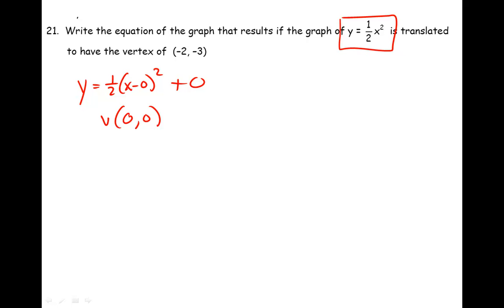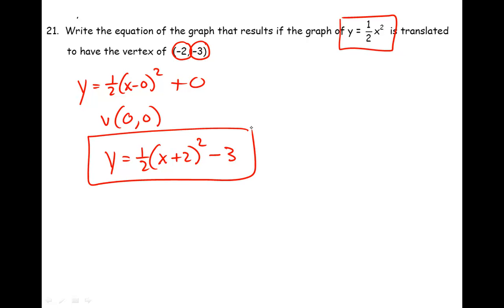And if we were going to translate this vertex to negative 2, negative 3, the equation would then become y is equal to 1/2. We have to think opposite. So because this is a negative 2, inside the parentheses we would want to put a positive 2. And then our k value, which is negative 3, would go as negative 3 on the outside. So if we took our original graph and translated it to a vertex of negative 2, negative 3, our new equation would be y equals 1/2 (x plus 2) squared minus 3, because we think opposite for the x value.